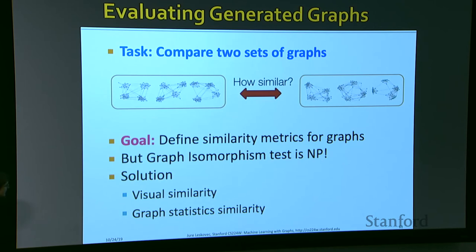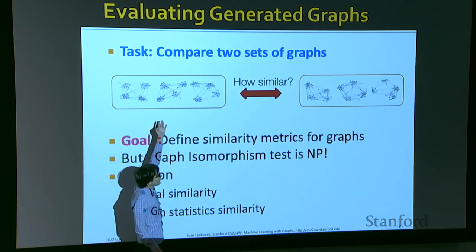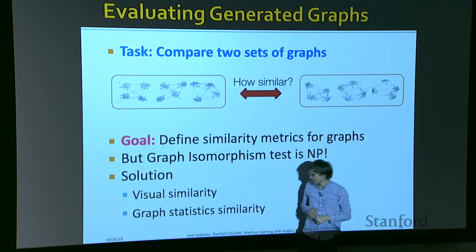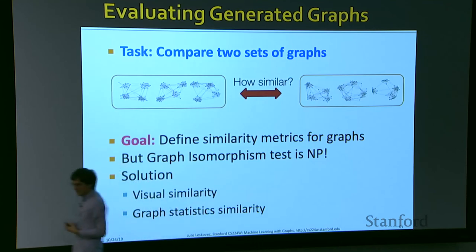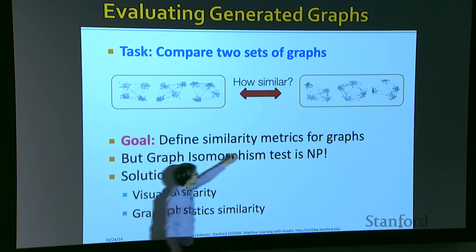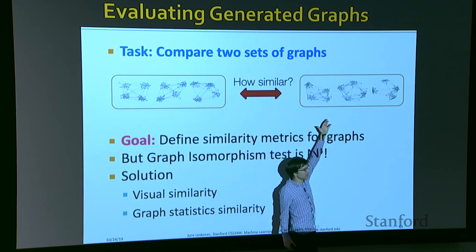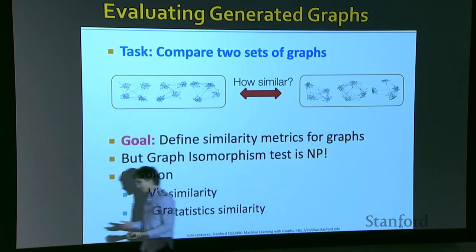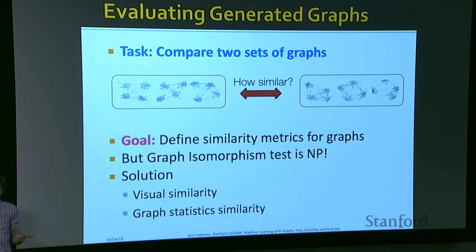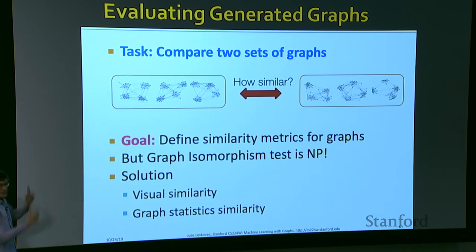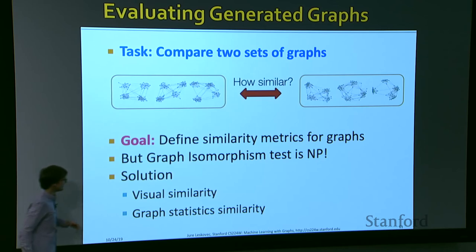So let me now show you some examples. The way you can test this is with this notion: I have a training set of graphs and a test set of graphs. How do I compare? The general strategy is that you compute some properties of the graphs, like the clustering coefficient, diameter, degree distribution, things like that, and you compare those properties. You can match the metrics of the graphs. So that is usually the strategy.